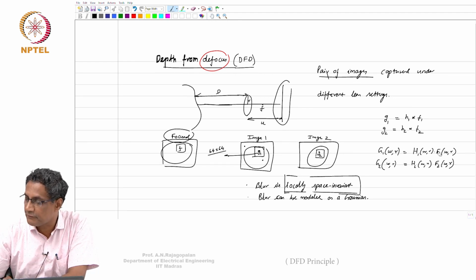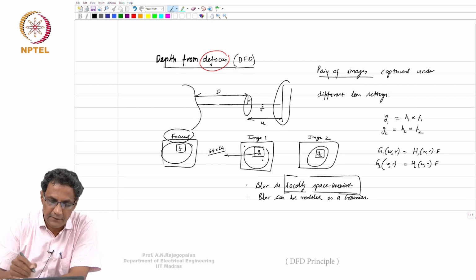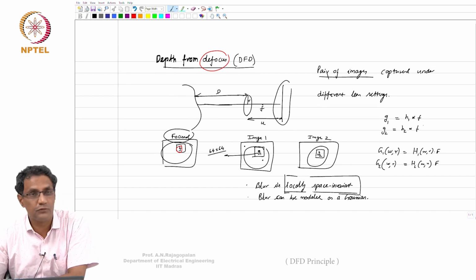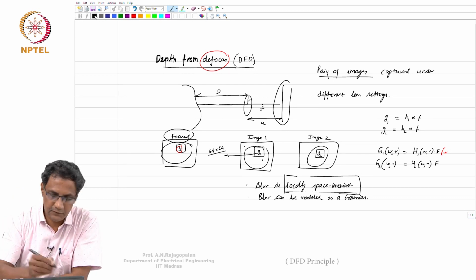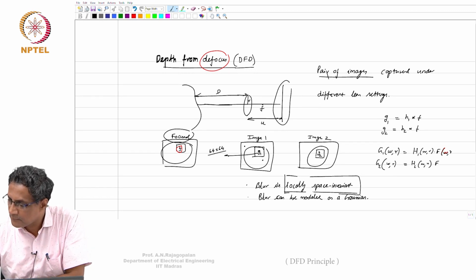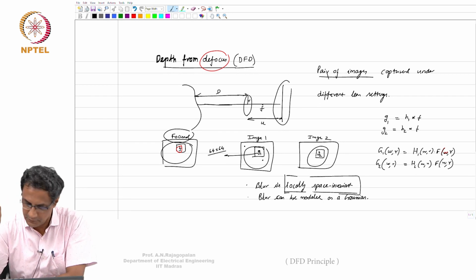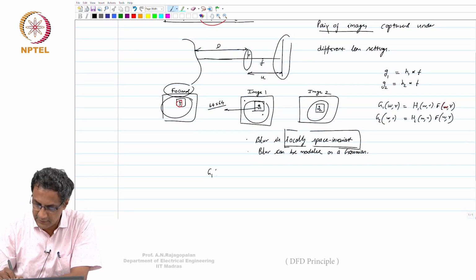Oh, sorry, this is not F1 and F2, because the underlying patch is the same. We can't write F1, F2. This is F, and F blurred with H1 is G1. So this is H1 convolved with F, and H2 convolved with F. So this is F of omega nu, and this is F of omega nu again.